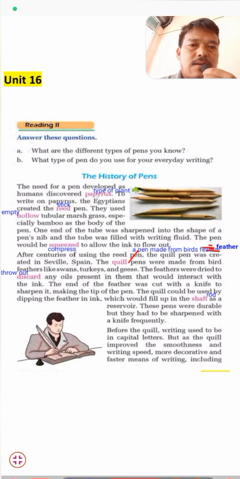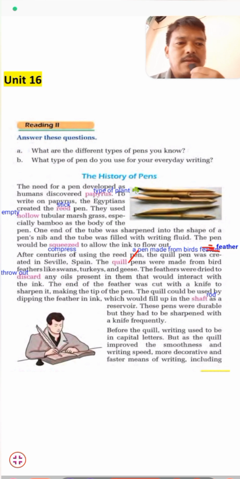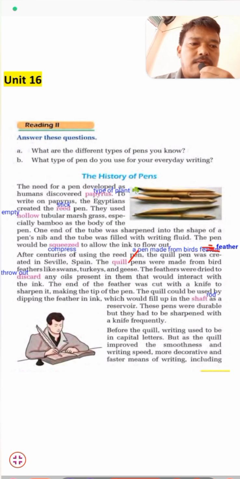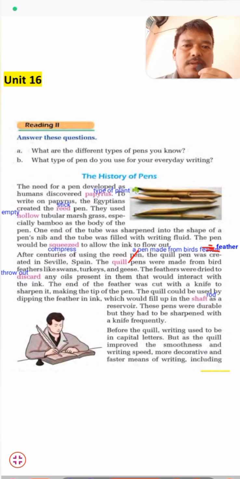And question number B is, what type of pen do you use for your everyday writing? As I told you, there are many options of pens that we can choose, but mostly what we use in our daily life is the ball pen, as it is most widely used for everyday writing. It's all about the pre-questions and answers. Now let's move to the exercise text first.